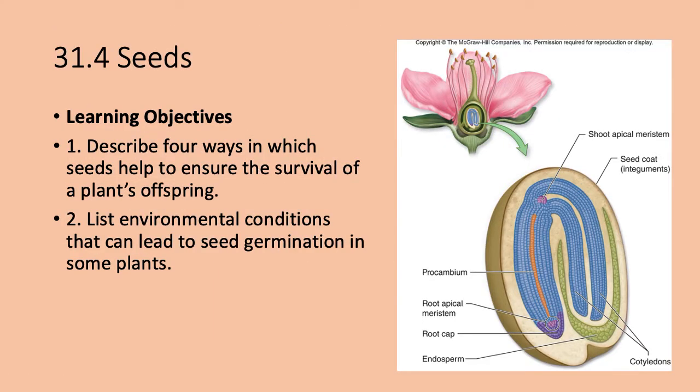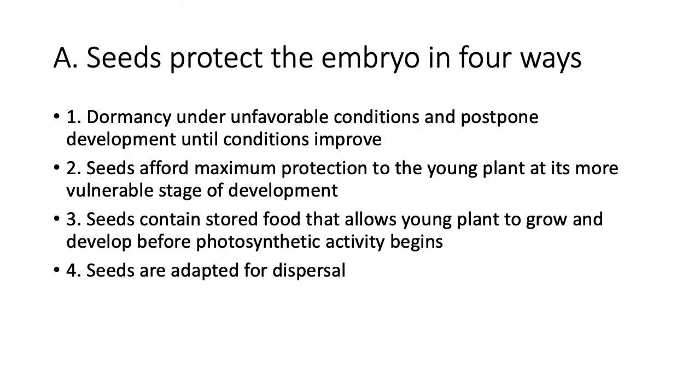So I'm going to talk about 4 ways in which seeds aid in survival, kind of give it an advantage or an adaptation, and then list some environmental conditions that lead to seed germination. So there are 4 ways that seeds protect the embryo, and these are the 4. Dormancy. So if conditions are not right, we can just wait it out until conditions do improve. Protection. The seed coat is pretty hard, and so that young plant on the inside is very vulnerable to environmental conditions, so it kind of protects it until it's ready to lose that seed coat and emerge.